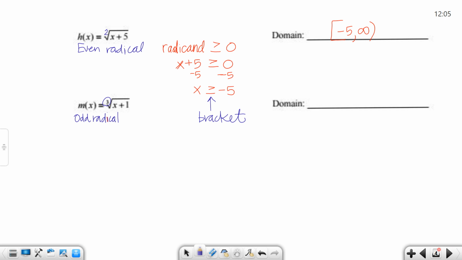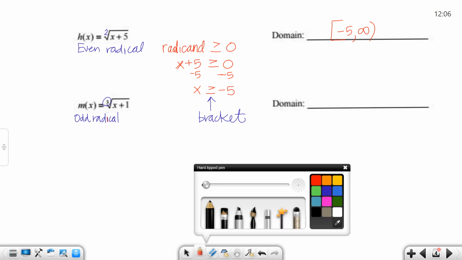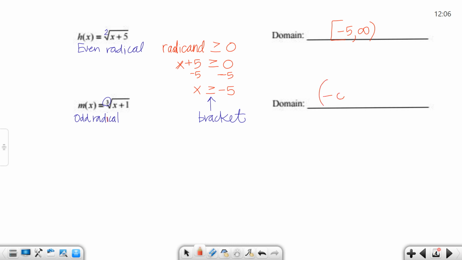Okay, let's look at the last one of these. So what I notice about this one is it's an odd radical. It does not have a denominator, so it's not case 1. It's not an even radical, so it's not case 2. So that puts it at case 3, and your answer for anything in case 3 is negative infinity to infinity, and that's how you would do that one.